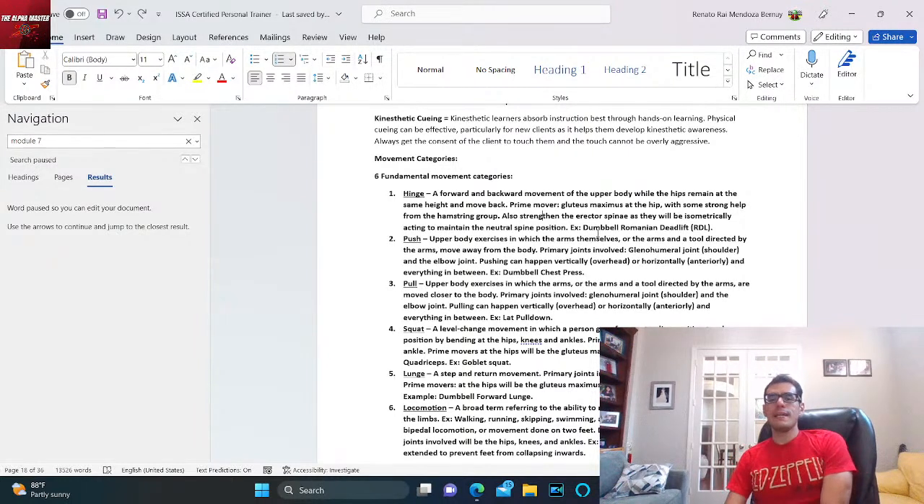And a squat is going to be a level change movement in which the person goes from a standing position to a lower position by bending at the hips, knees, and ankles.